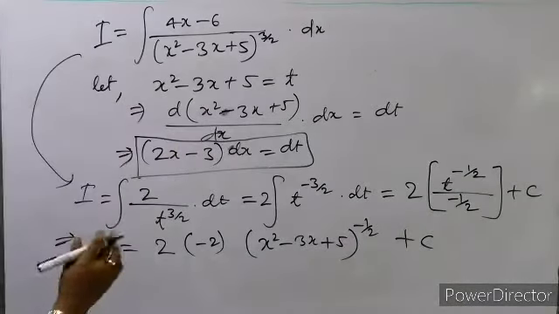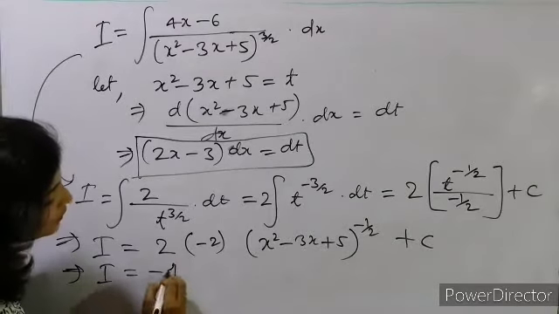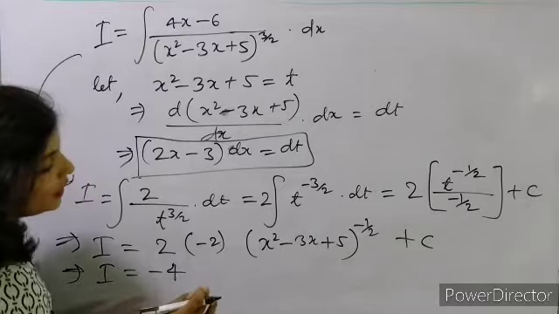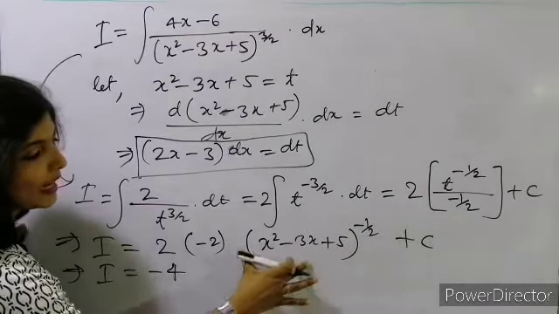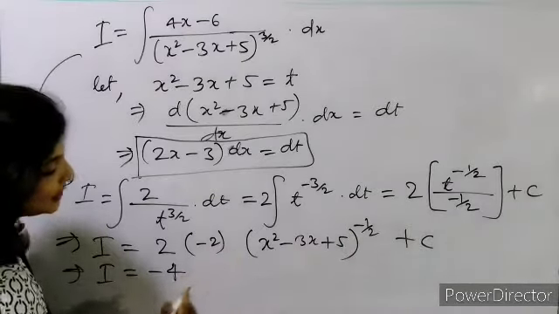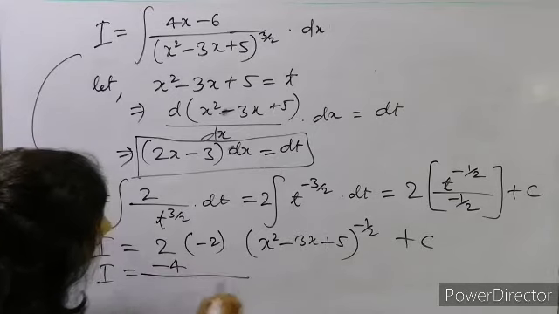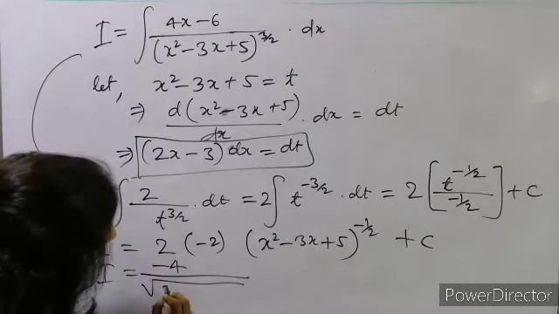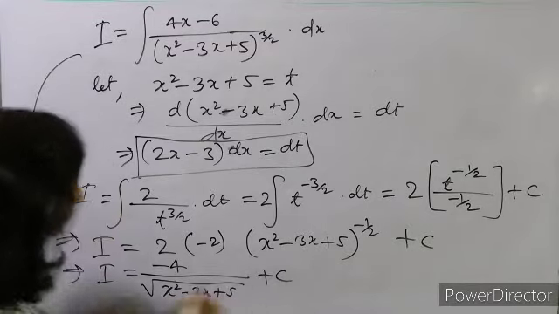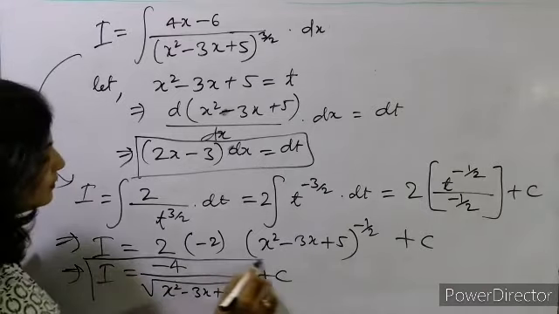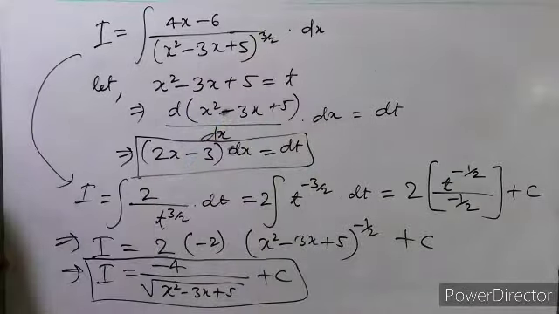So this is the value we get. Finally, the final value we write here is minus 4 into. This power 1 upon 2 we can write as a square root, and this is minus 1 upon 2. So we can write it like this: minus 4 divided by square root of x square minus 3x plus 5, plus c. This will be the integral of this function with respect to x by the substitution method.